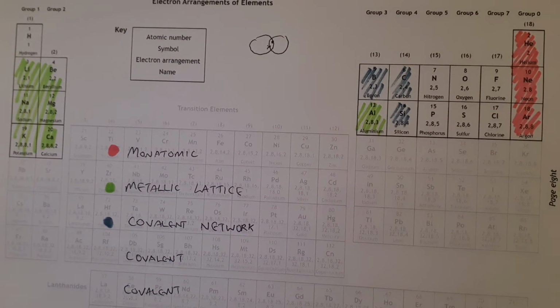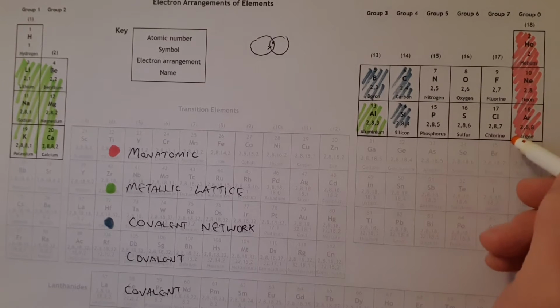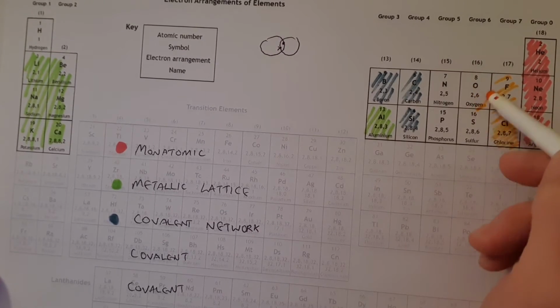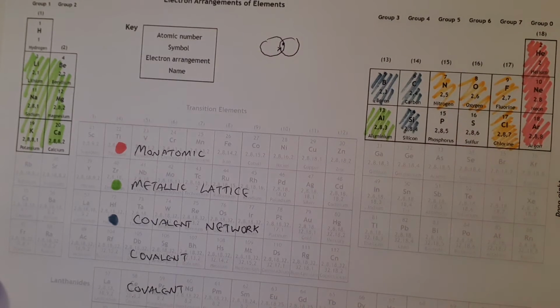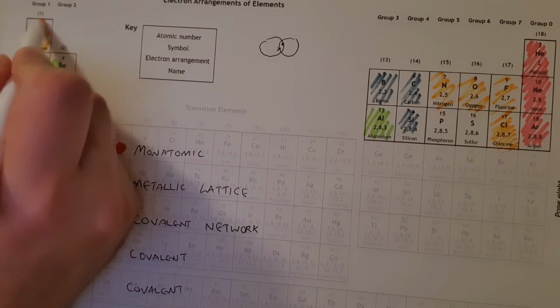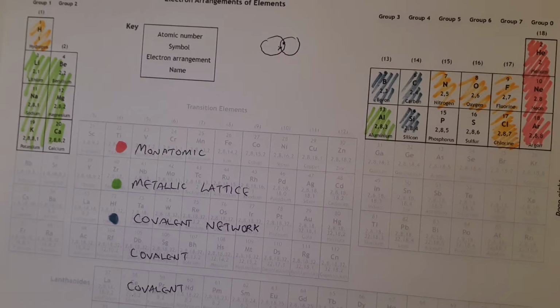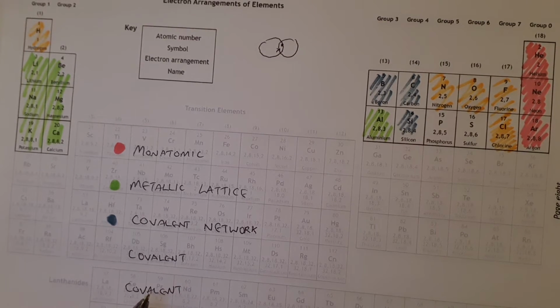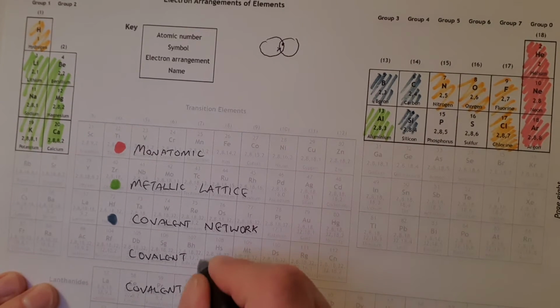Next section we're going to take a wee look at are the ones we would have before called diatomics. So that's our chlorine, fluorine, oxygen, nitrogen, and also hydrogen. These 5 are diatomic elements. But what's the bonding? What's the structure? Okay, the bonding is covalent. The structure this time is molecular.